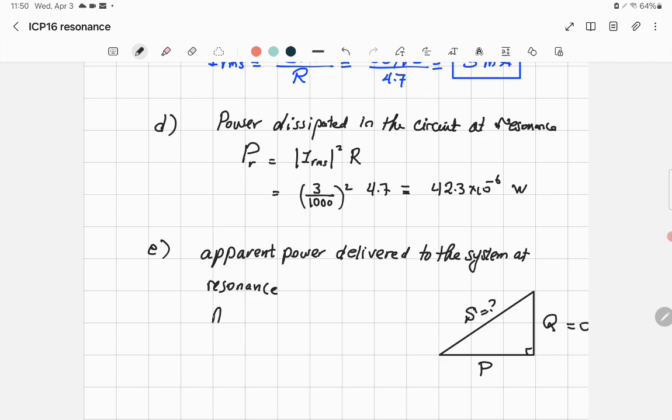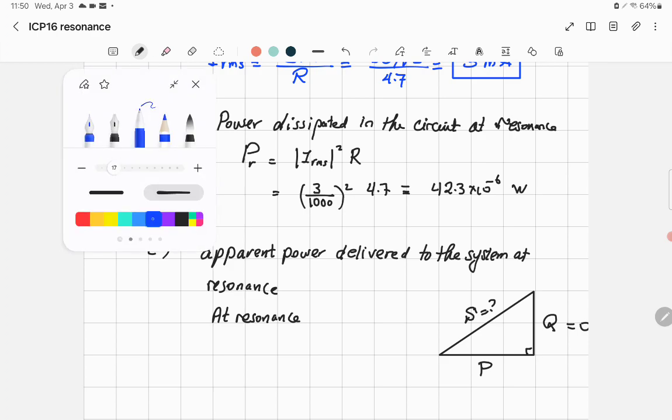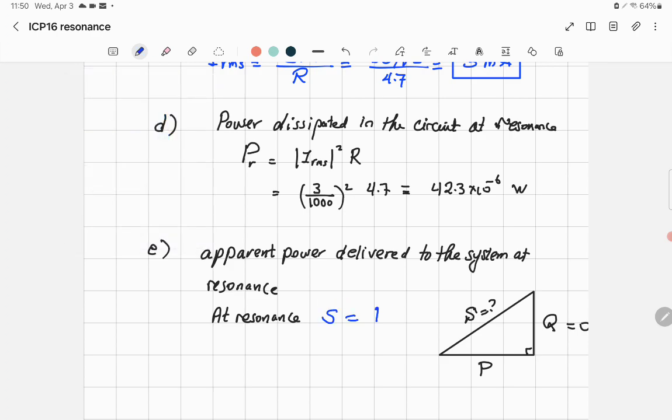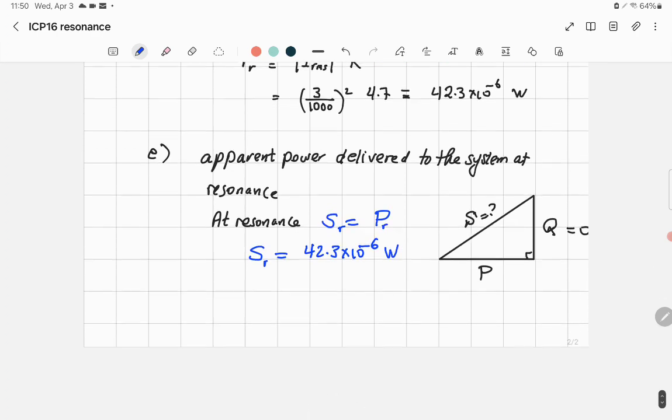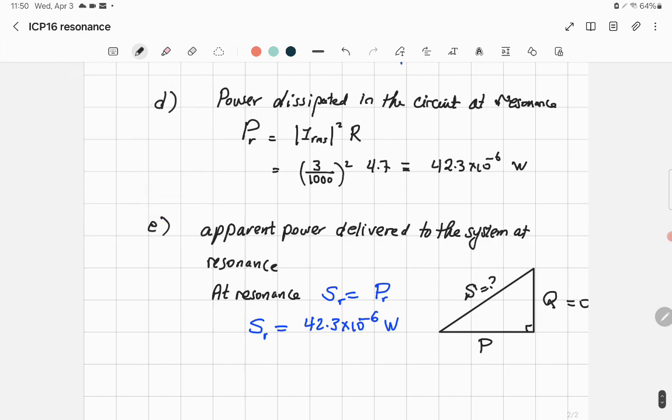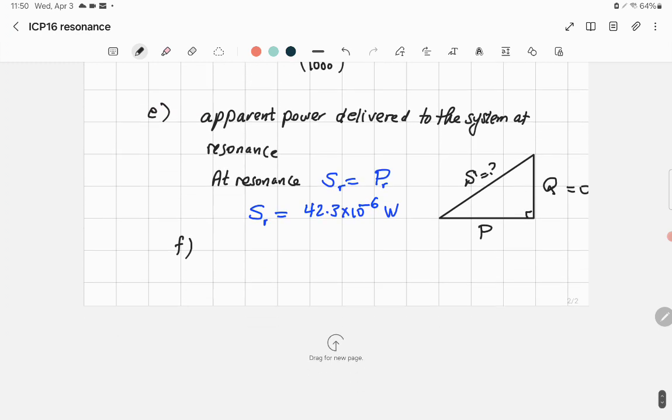So at resonance, you can say that S is equal to the power because Q is equal to 0. The impedances of the inductor and the capacitor cancel each other, so the reactance is 0 and no reactive power is consumed. So in this case, you can just write S at resonance is equal to the power at resonance, which is equal to 42.3 times 10 to the minus 6 watt. That is easy. You see, once you understand the concept, you can get the answer in a few seconds.